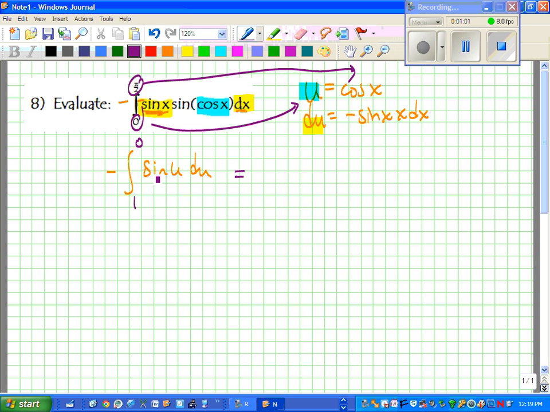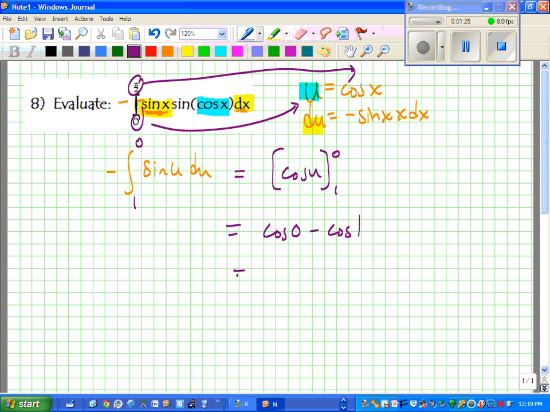So we need to evaluate the antiderivative of sine of u. So the antiderivative of sine is negative cosine, but we have this negative on the outside, so it's just going to end up being cosine of u, and we're evaluating that from 1 to 0. So we get cosine of 0 minus cosine of 1.